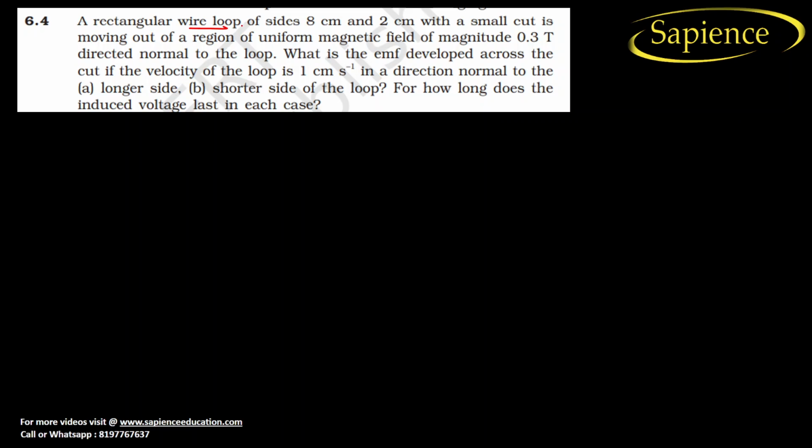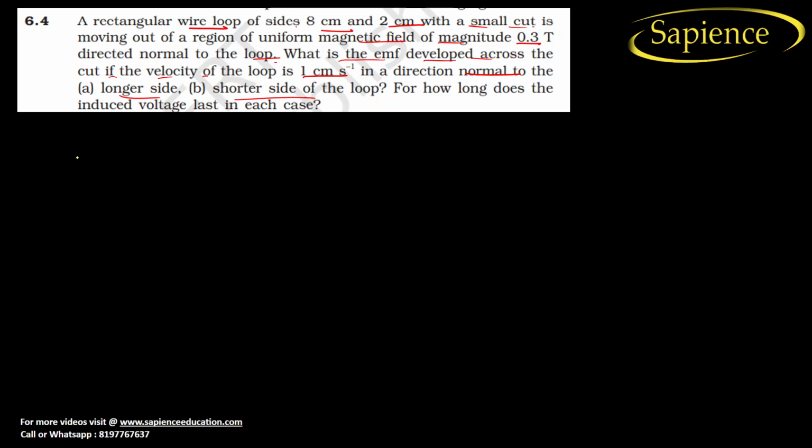A rectangular wire loop of sides 8 centimeter and 2 centimeter with a small cut is moving out of a region of uniform magnetic field of magnitude 0.3 Tesla directed normal to the loop. What is the EMF developed across the cut if the velocity of the loop is 1 centimeter per second in a direction normal to the longer side and the shorter side? So let us first of all draw what they have given.